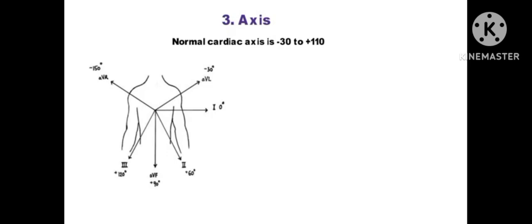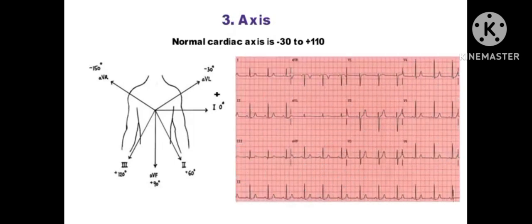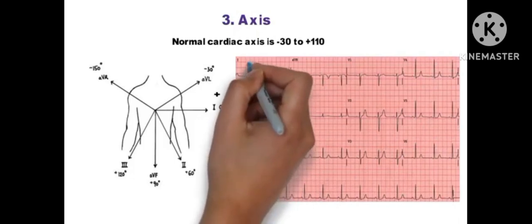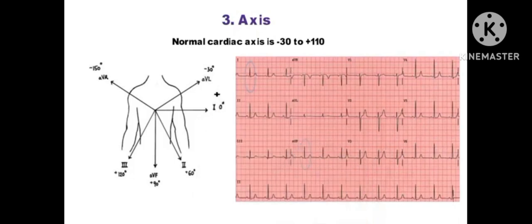Now to calculate the axis, most commonly we use perpendicular leads, that is lead 1 and AVF. In this ECG, net QRS complex in lead 1 and in AVF are positive. So if we plot these positive deflections on this diagram, we will get a vector in the normal cardiac axis range. So this is a normal axis ECG.